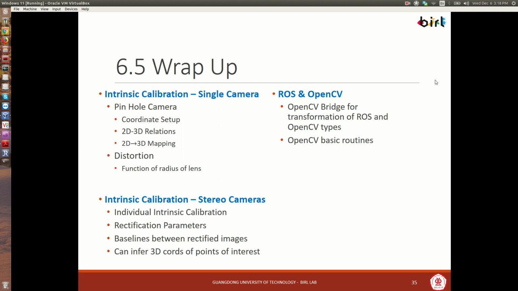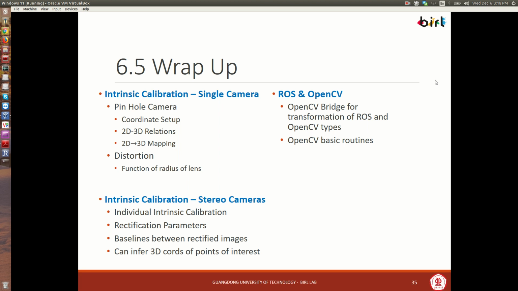After that, we introduced distortion, which occurred when we began to consider lens. And we saw that the distortion model is primarily a polynomial function based on the radius of the lens.